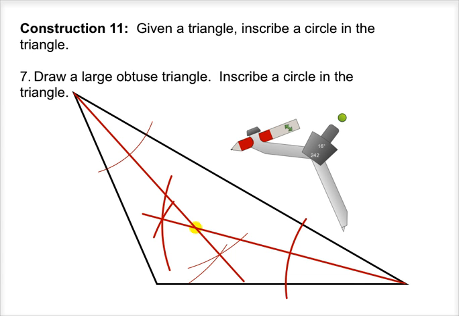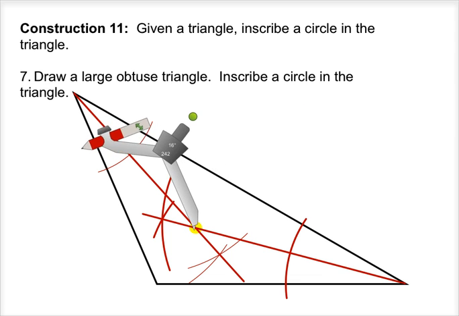Now, I know that all three angle bisectors should be intersecting in the same location, so 2 should be good enough. Now, the next thing I need is the distance from this point of intersection to a side of the triangle. So I really need to do a perpendicular from the intersection to one of the sides of the triangle. It doesn't matter which side I pick. I'm going to pick sort of the top right side of the triangle.